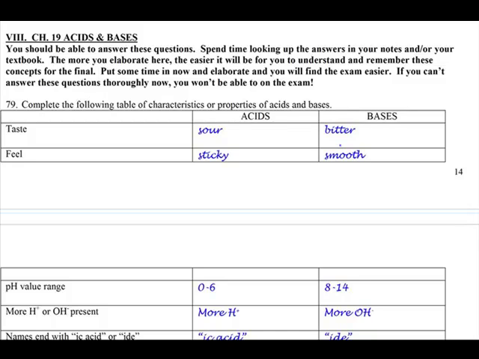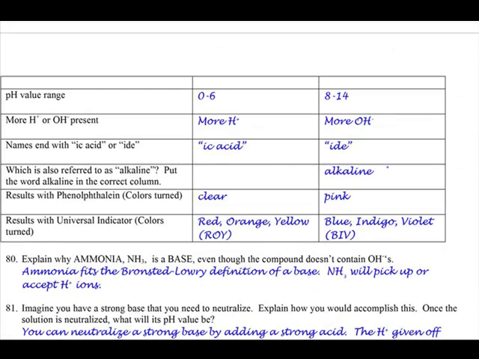Okay, the last section, part 8, is on chapter 19, acids and bases. 79 is basically having you fill out a table about some things that we know about acids and bases. For instance, how they taste, sour, bitter, how they feel, the pH range. Remember, 7 is neutral, so anything below 7 is acidic. Anything above 7, from 8 to 14, is going to be a basic solution.